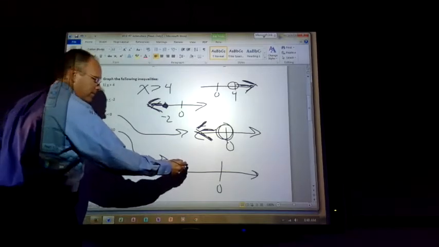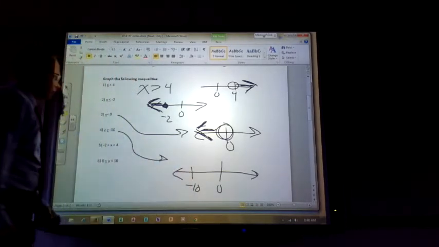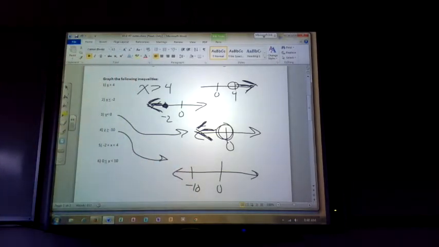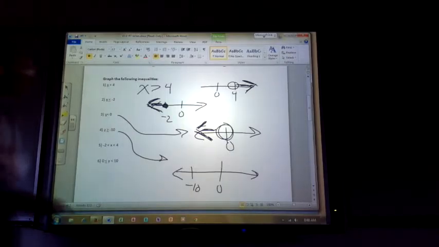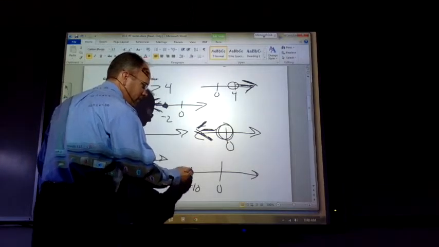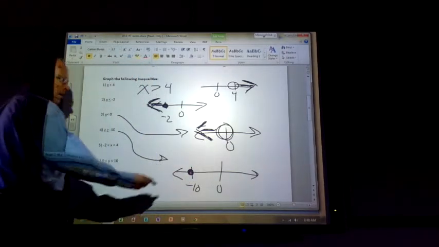-10 is on the left side. Open dot or closed dot? Closed. Shading right or left? Right. Bigger than numbers.